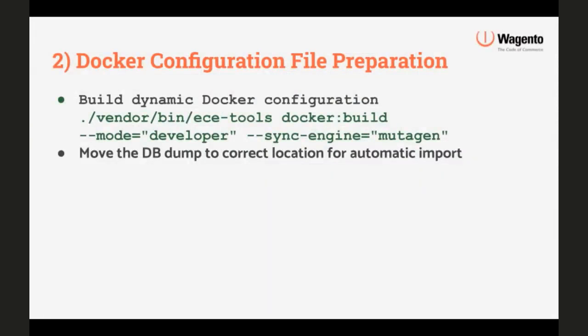Okay, so next we are going to actually prepare the Docker configuration files. When you're looking at your repository, you might notice that there is no docker-compose.yaml file, which is the main Docker configuration file. We're actually going to dynamically generate that configuration file using another CLI, the ECE Tools CLI and the docker:build command. So this is a really nice piece of automation that Magento is providing.